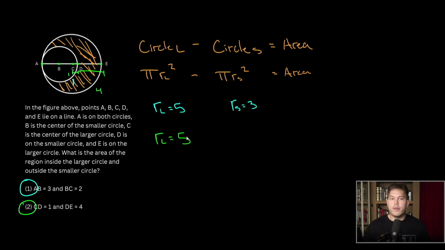Now let's see if we have enough information to determine the radius of our smaller circle. If we already know our larger circle's radius, then we know that A to C must also be 5. And we know the diameter of our smaller circle, because AC is 5 and CD is 1. So the full diameter of our smaller circle is 6. Therefore, the radius is 3. So both statements are enough on their own. Our answer is option D, both statements alone are sufficient.